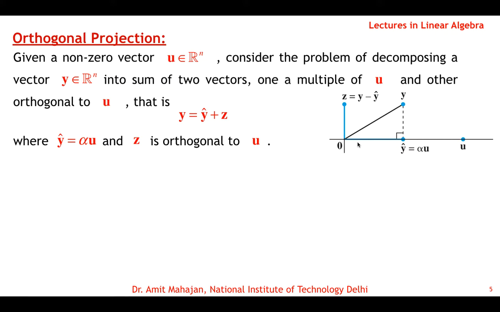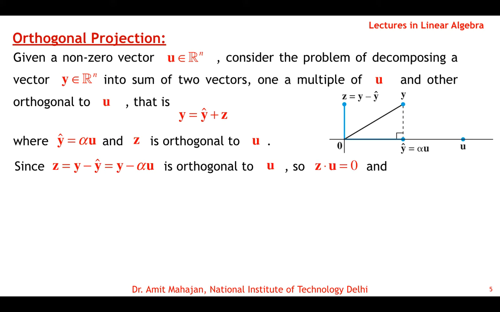Okay, so clearly y, if I am writing it or decomposing it as a sum of two vectors y cap and z, where y cap is in the direction of u, so y cap can be written as a scalar times u. Okay, and z is orthogonal to u. So z is orthogonal to u means the dot product of z with u will be exactly 0. Okay, so they are perpendicular. Now from here, if I calculate z vector, then it will be y minus y cap.